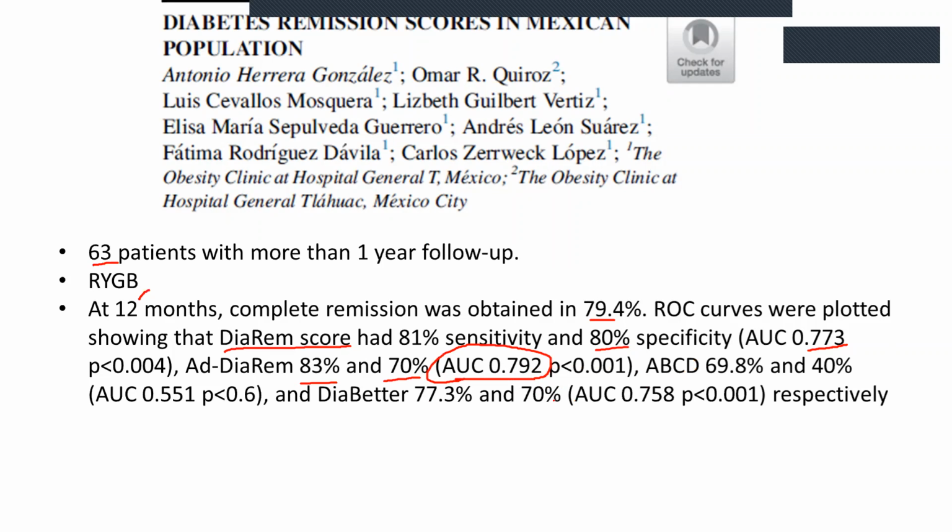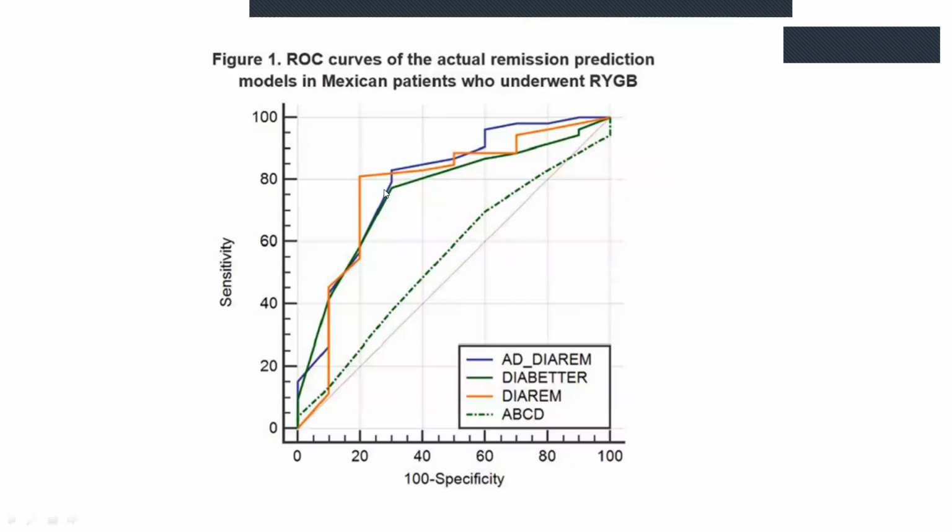While the ABCD score and the DiaBetter score did not have a high AUC. So according to their study, the Advanced-DiaRem score performed much better. So this was their area under the ROC plot. The orange line showing the DiaRem score and the blue line showing the Advanced-DiaRem score. So Advanced-DiaRem score had the highest area under the curve with highest discriminative capacity. They did not test for calibration, however.